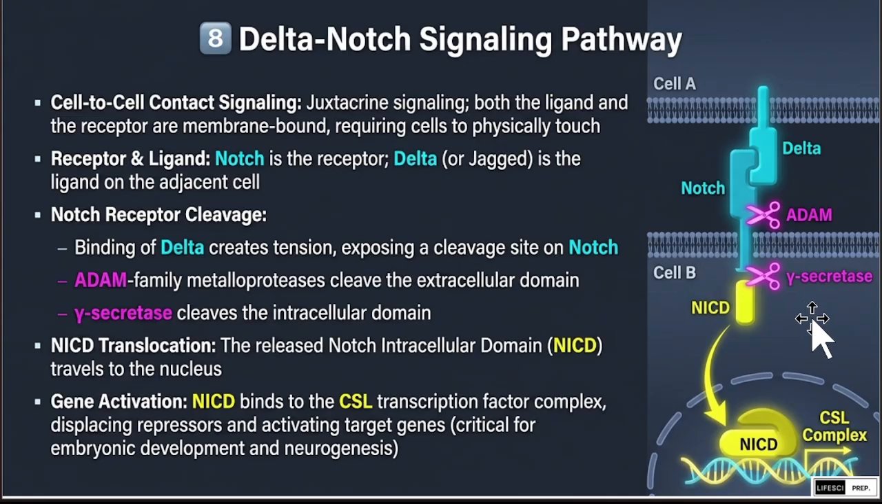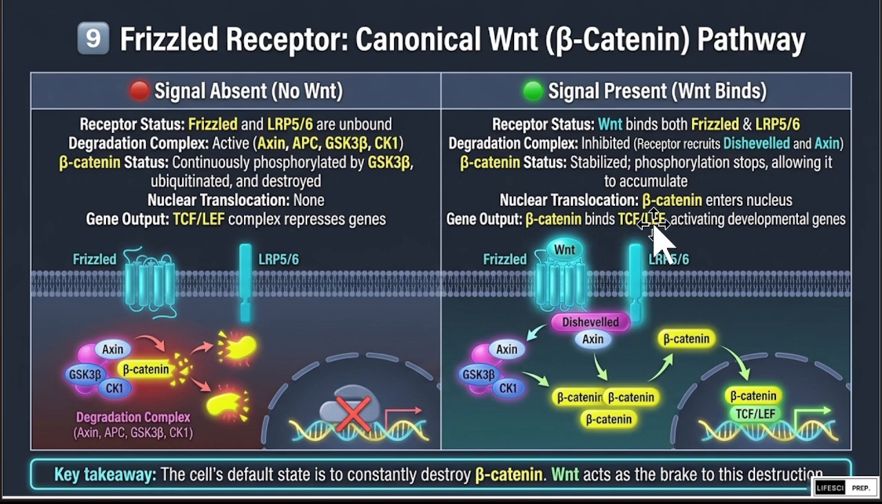The Notch intracellular domain, NICD, translocates to the nucleus and binds to CSL. After that, the CSL transcription factor complex displaces the repressor and activates the target gene. Okay. Then about Frizzled receptor.